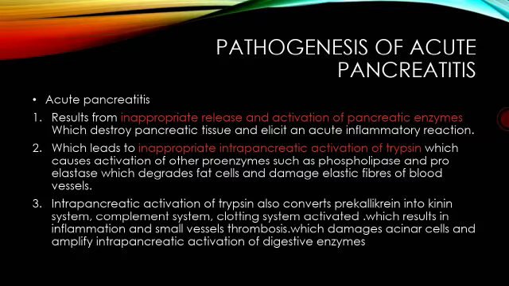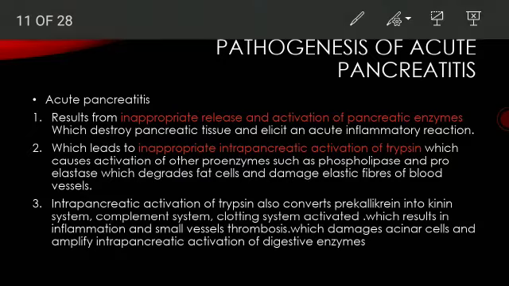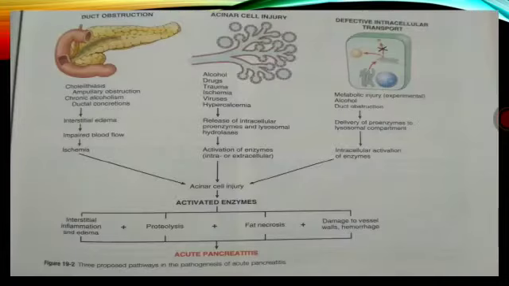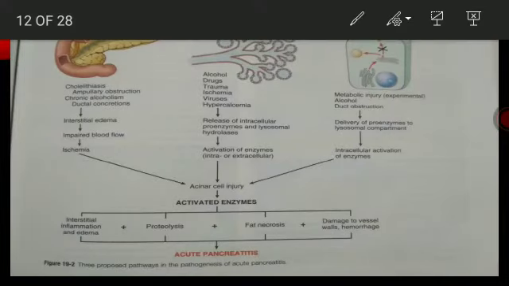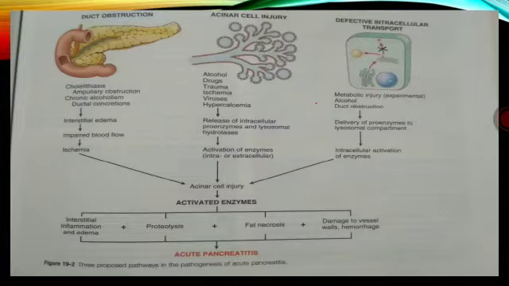With the kinin system, the complement and clotting systems are also activated, which further leads to inflammation and small vessel thrombosis. This inflammation and small vessel thrombosis damages the acinar cells and amplifies the intrapancreatic activation of digestive enzymes, which further causes damage of the pancreas. Okay, this is the main pathogenesis of acute pancreatitis. So this diagram very well explains this mechanism.